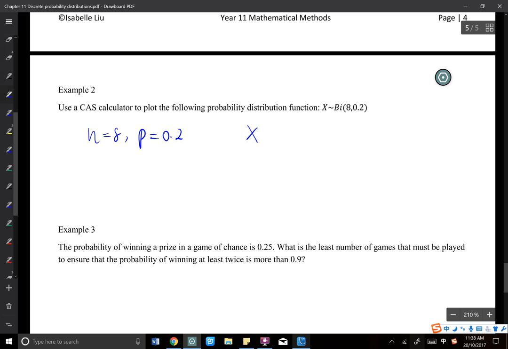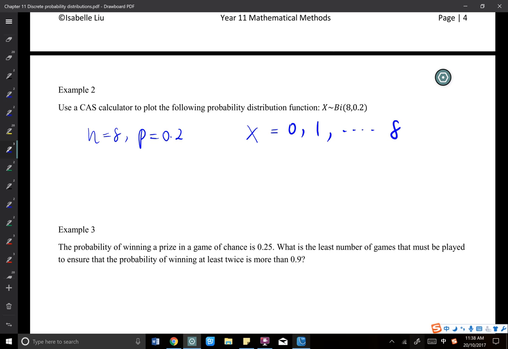Well, can you have 0 successes? Yes or no? Well, I just do something 8 times. Can I have no success? Yes. Can I have 1 success? Can I have 10 successes? How many is the maximum? 8. Okay, so that's the possible values for x. You can have no success, 1 success, 2 successes, up to all successes. Okay, that's 8.